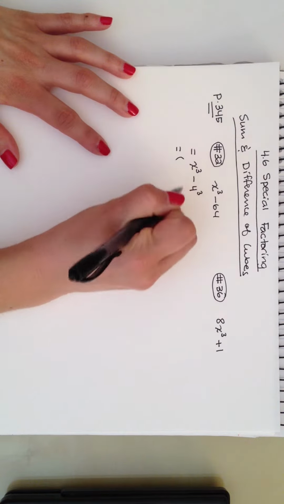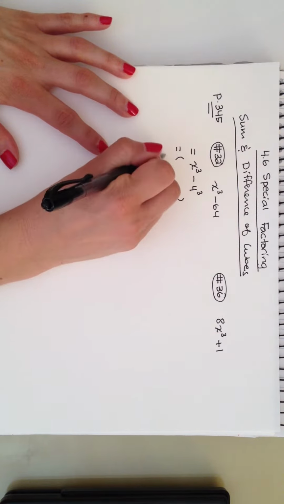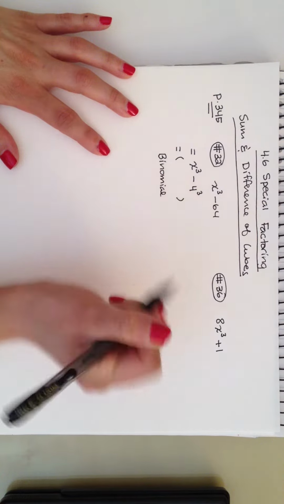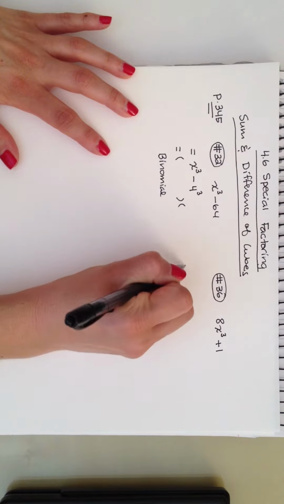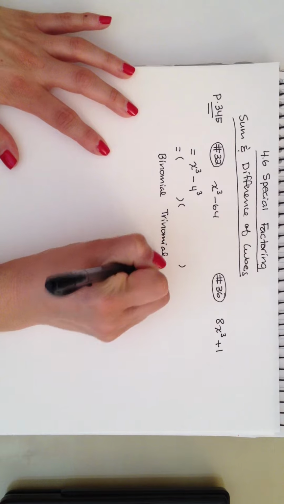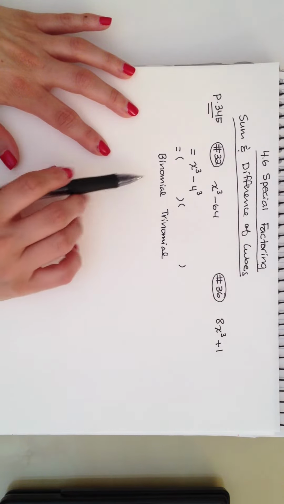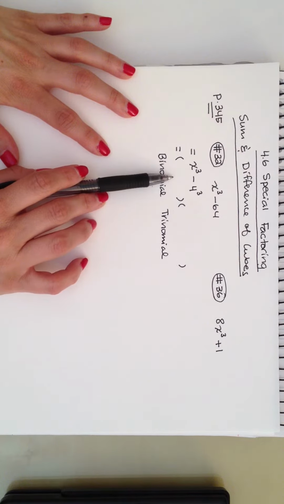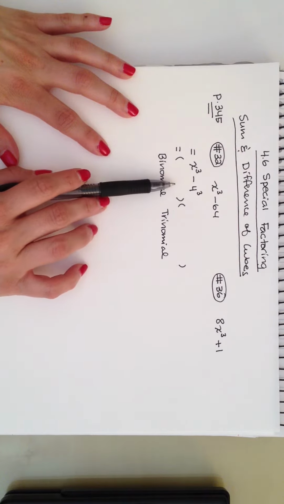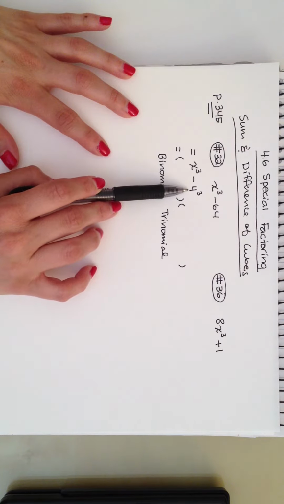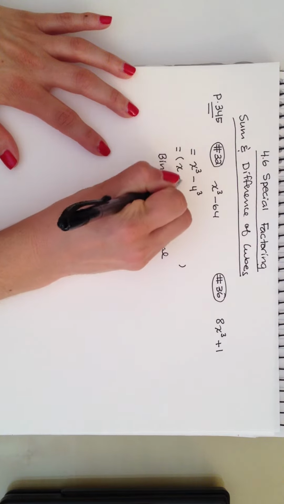We have 2 parentheses. The first parentheses is your binomial, 2 terms. And the second parentheses is our trinomial. So it will always break up this way into a binomial and trinomial. The 2 terms in the first parentheses are very easy to get. It is what we have in the original problem, but we do not write the cubes. So we just write x minus 4.